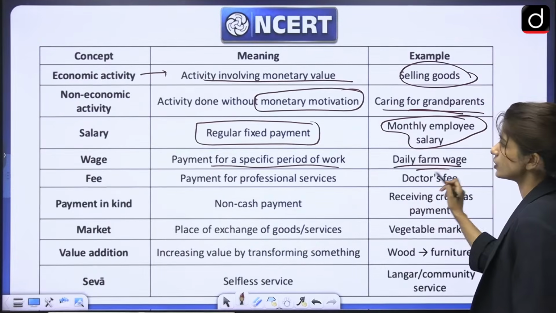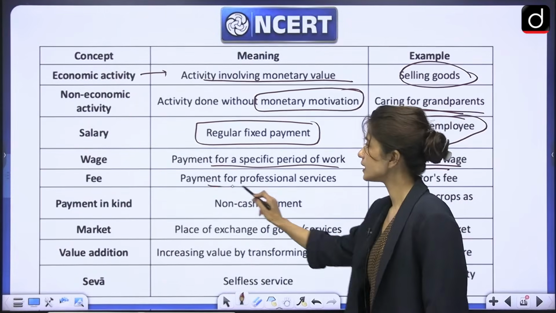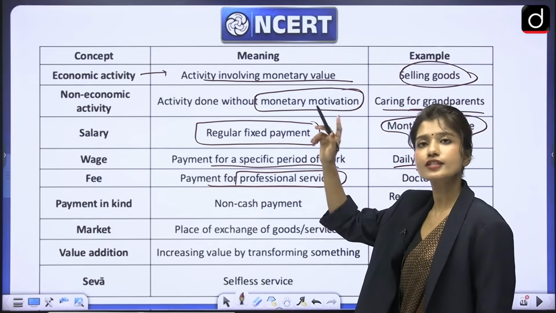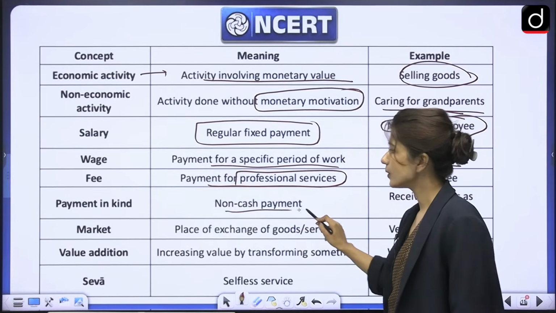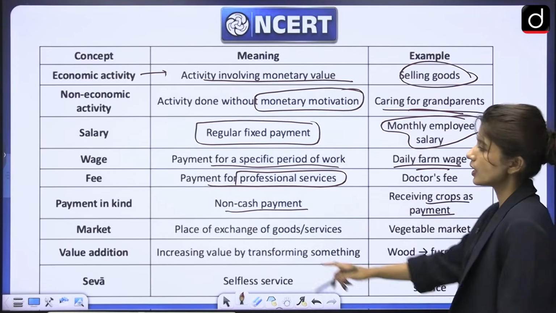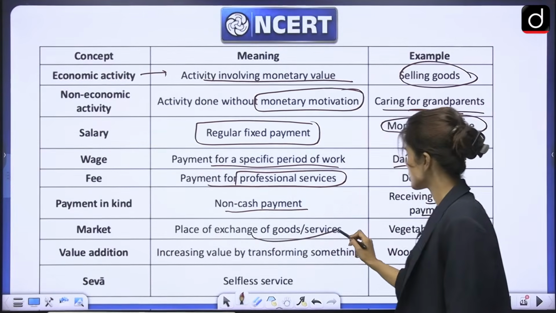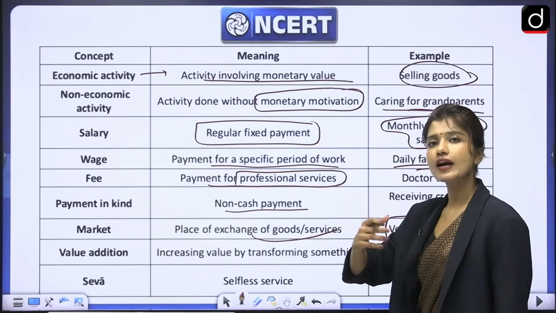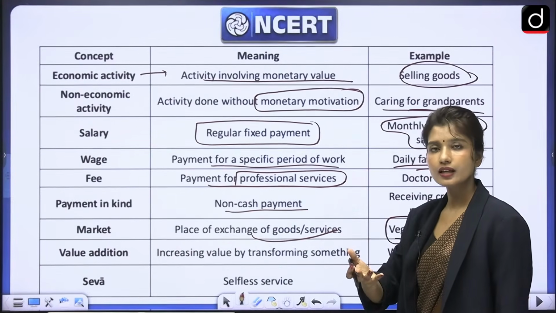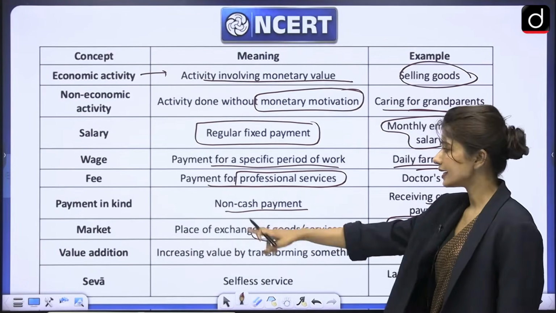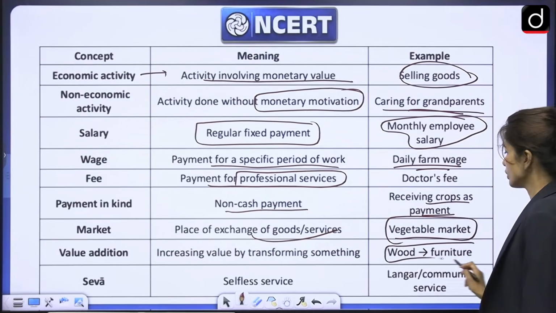Example, daily farm wage. Then fee, it is for professional services. So fee is not paid for goods, it is paid for services. Then payment in kind, where non-cash payment is done. For example, you receive crop as payment. Market is a place for exchange of goods and services. For example, vegetable market. Then value addition, when you increase the value of a raw material by transforming it into a final product using your skills. That is value addition. For example, from wood to furniture.